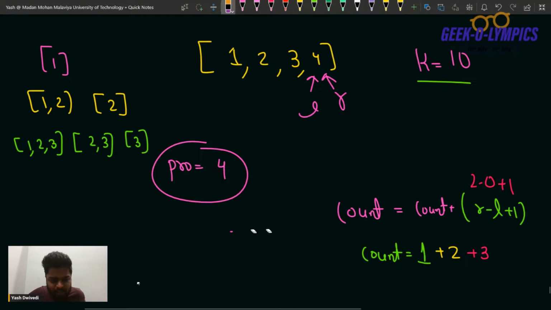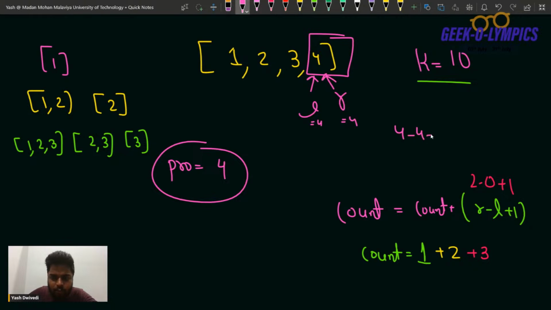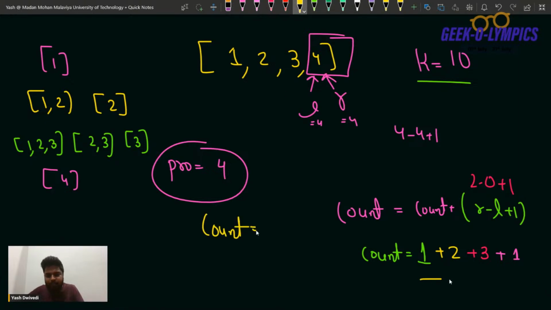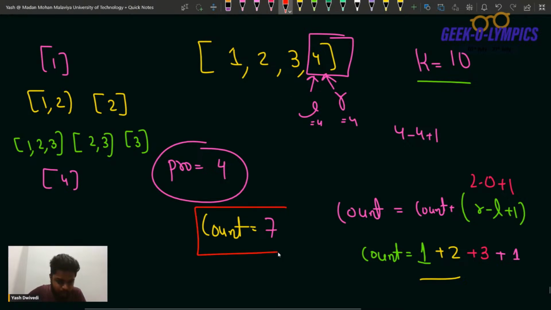Now you can observe that since the product has come under control, I'll consider this particular window. L is 4 here, R is 4 here. So it will be 4 minus 4 plus 1, which comes out to be plus 1 only. So basically only one subarray, which is only 4, will get added. What is the counter after the end of the iteration? The counter finally becomes 1 plus 2 is 3. So 1 subarray, 2 subarrays, then 3 subarrays, and 1 subarray more. So the total number of subarrays is 1 plus 2 plus 3 plus 1, which is nothing but 7. So the count will get updated with this value as 7.